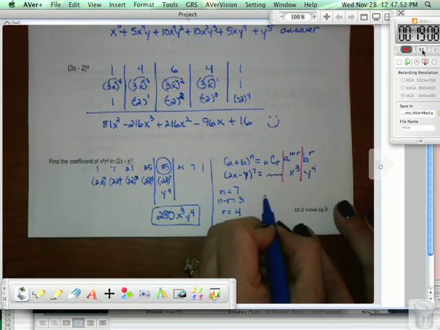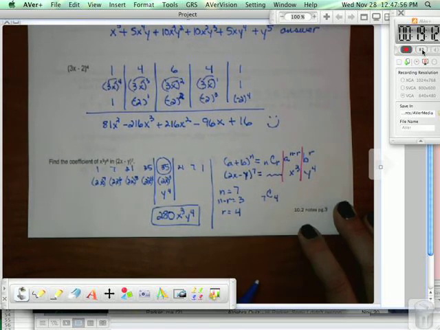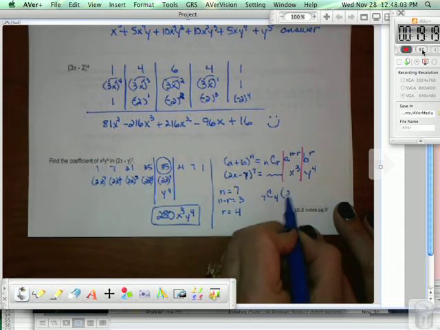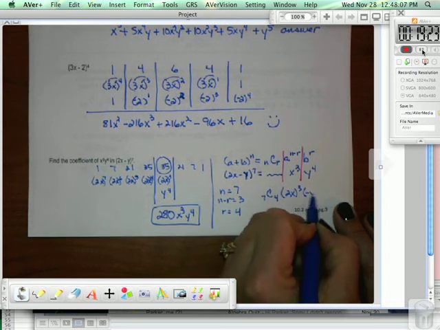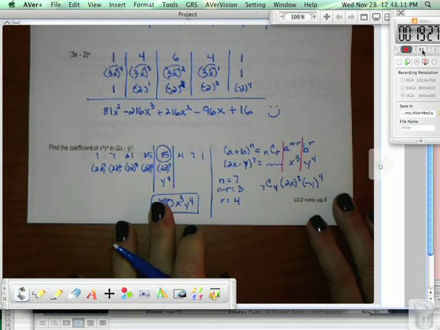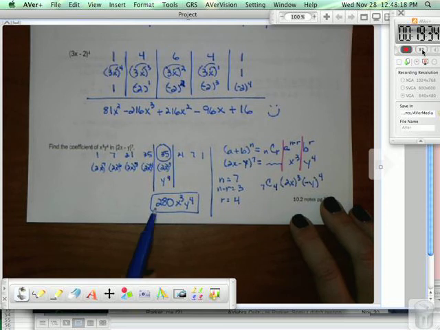So I have 7 choose 4 times the first part of my binomial, which was 2x to the third, times negative y to the fourth. And all I have to do is simplify that. So it equals 7 choose 4. I'm not sure what that is. I can't remember what that is right now. It's 35, sorry.